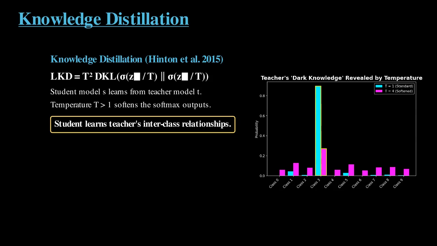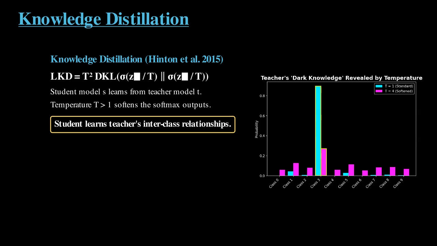A crucial innovation is the use of a temperature parameter, T. Dividing the logits by T before the softmax makes the resulting distribution softer. This exposes the teacher's dark knowledge, the subtle relationships it has learned between classes. For example, a teacher might assign a tiny probability to truck for an image of a car. This is valuable information that the student can learn by minimizing the KL divergence, leading to better generalization than training on hard labels alone.